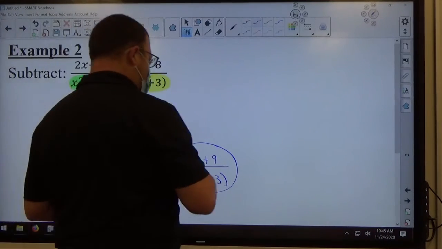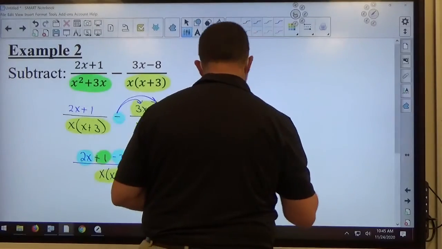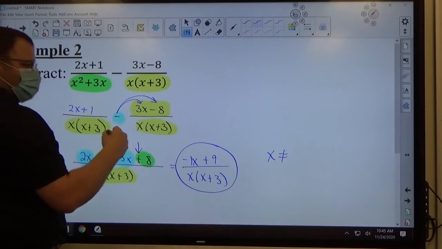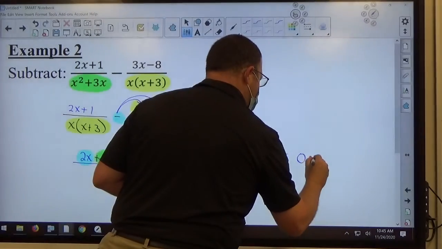And finally, for my domain, my original problem is right here. My denominators are x and x plus 3. So x is not allowed to equal 0 or negative 3.